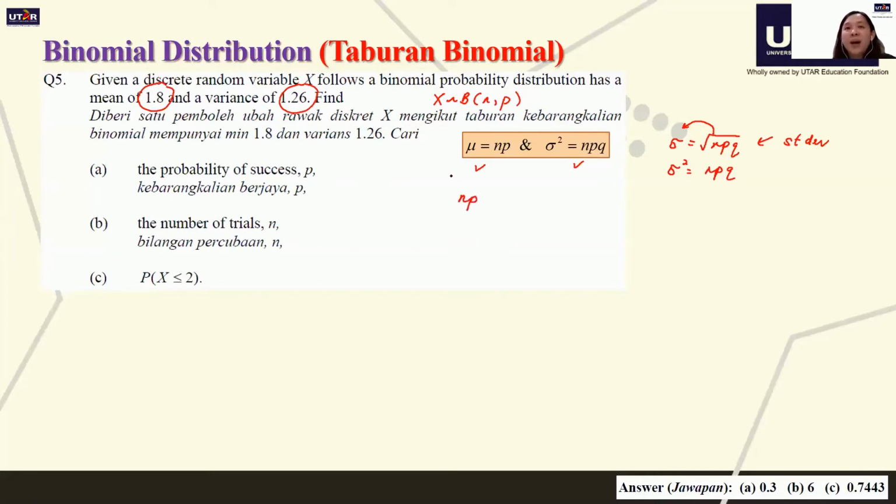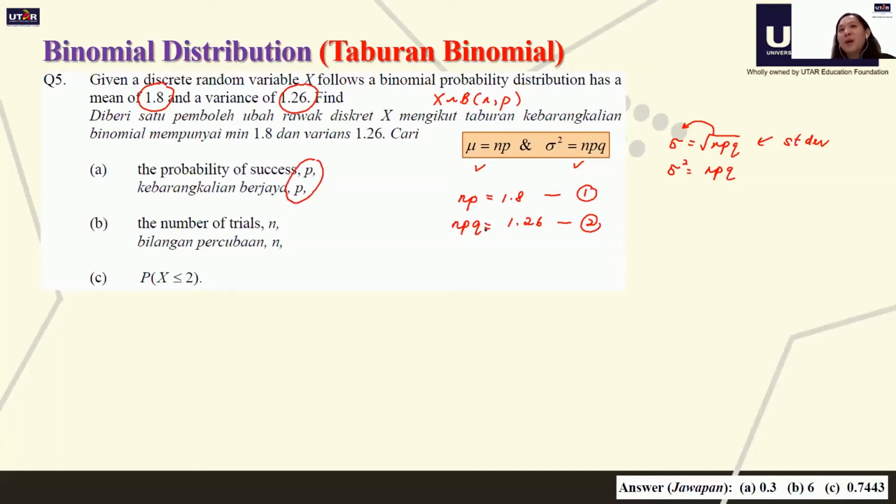np by the question here is 1.8. So np is the mean, and I have 1.8. Variance, by using the formula, is npq, and the value is 1.26. So you have these two equations, equation 1 and equation 2. Now you want to solve for p and also n.